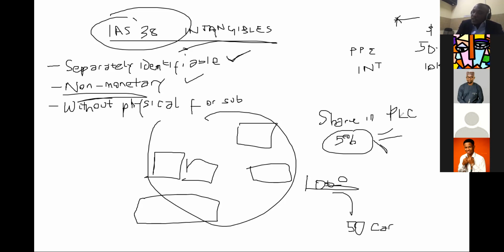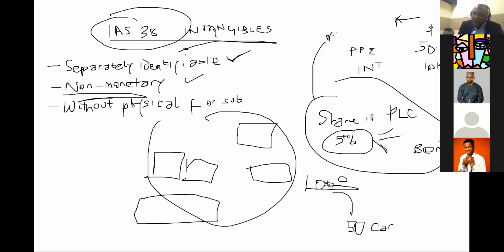There's no physical form or substance. It is just a document that gives me the right to collect cash in the future from that company. So that would be an intangible asset by definition. However, according to IAS 38, that's not the kind of intangible asset we're talking about. So only the non-monetary ones. The monetary intangible assets like shares or bonds are not classified under IAS 38. So shares and bonds are good examples of monetary intangible assets, and those are something entirely different.